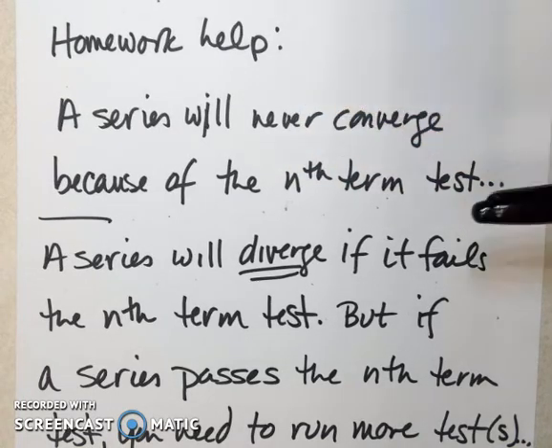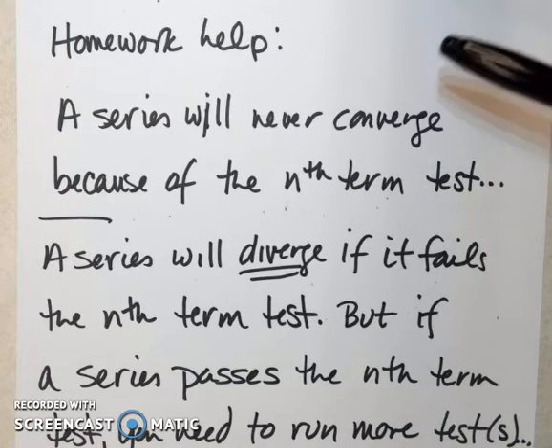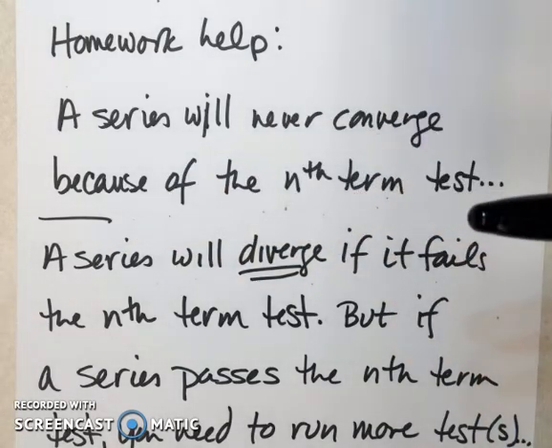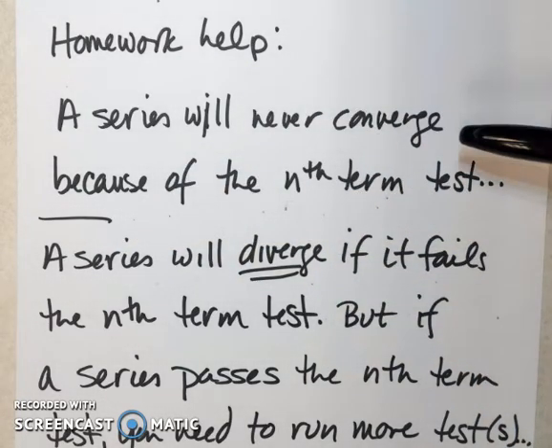Homework help. So the big one is a series will never converge because of the nth term test. A series can diverge because it fails the nth term test, which means that the terms are not approaching 0. But just because the terms are approaching 0, we can never say that the series converges. We have to run other tests before that.